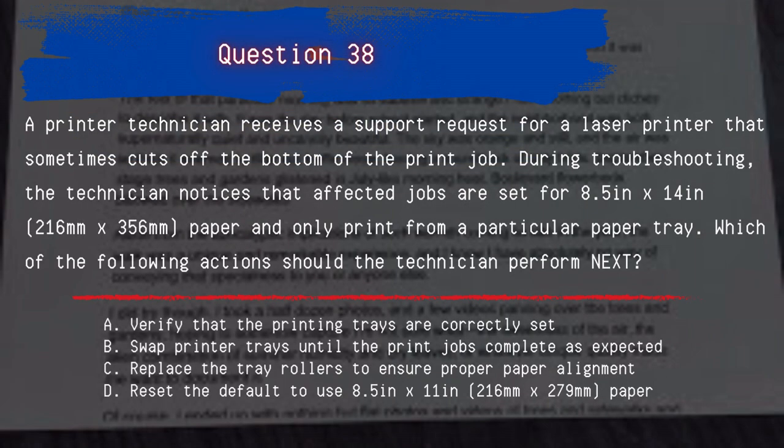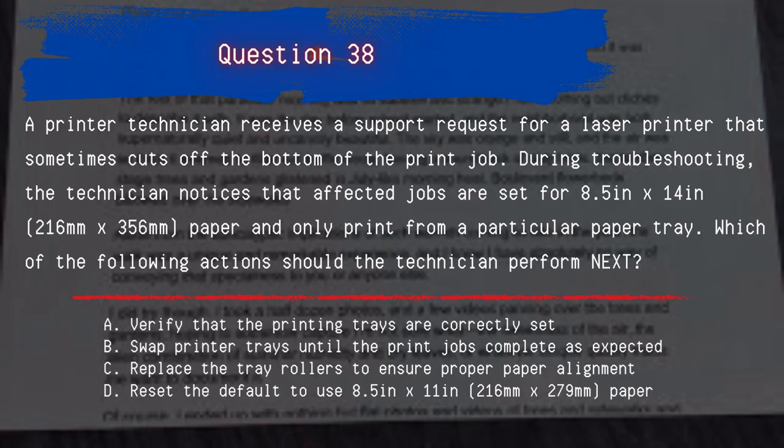Question 38. A printer technician receives a support request for a laser printer that sometimes cuts off the bottom of the print job. During troubleshooting, the technician noticed that affected jobs are set for 8.5 by 14 inch paper and only print from a particular paper tray. Now, which of the following actions should the technician perform next?